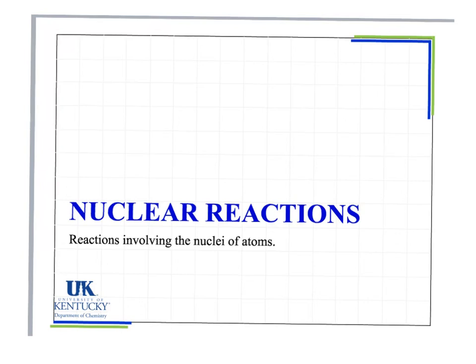So nuclear reactions are reactions that involve the nuclei of the atom. And that's all we're really looking at. It's not the electrons and all the acid-base reactions and precipitation reactions. Those all, even though you can't see it yet, involve the electrons of the atoms.